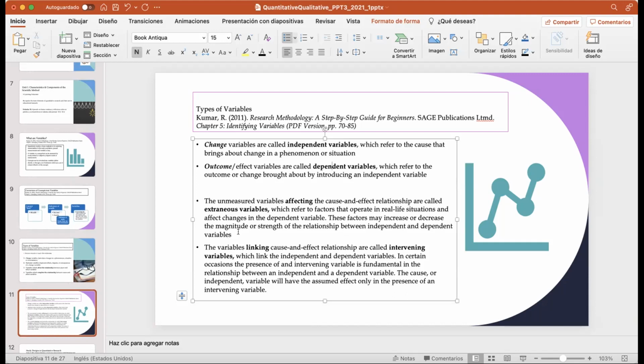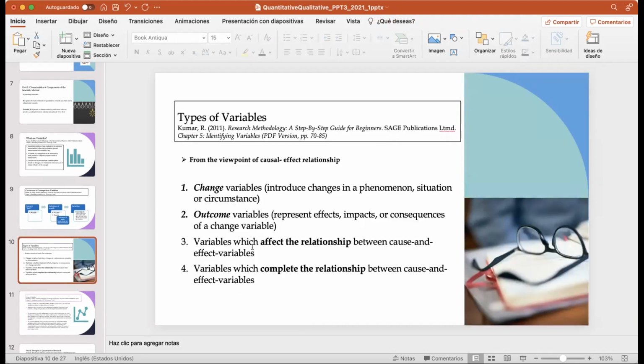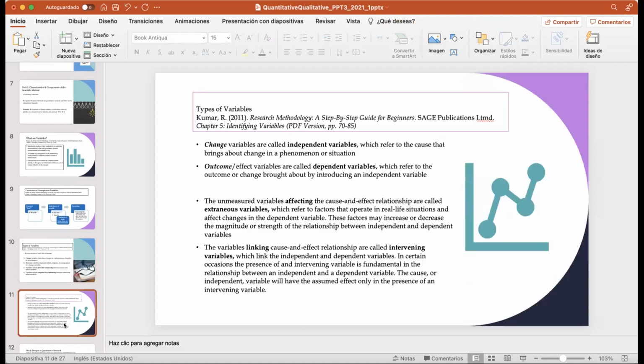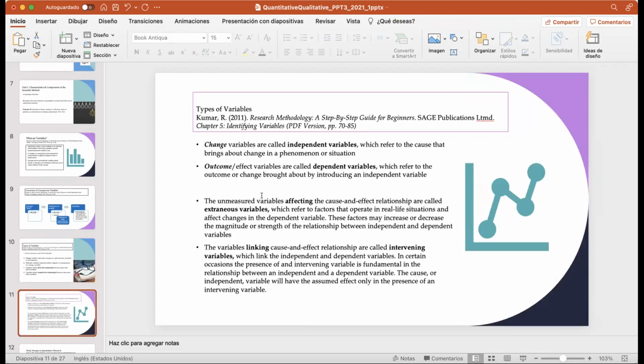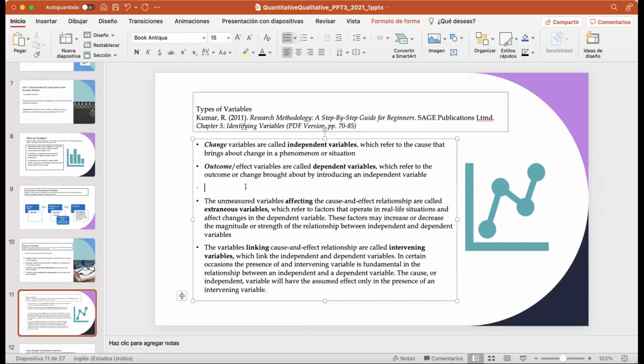And then we have two other variables, the extraneous variables and the intervening variables. The extraneous variables affect the relationship, and the intervening variables complete the relationship. Variables that affect the cause and effect relationship are called extraneous variables. In Spanish, I think they have a name, I will confirm with you.